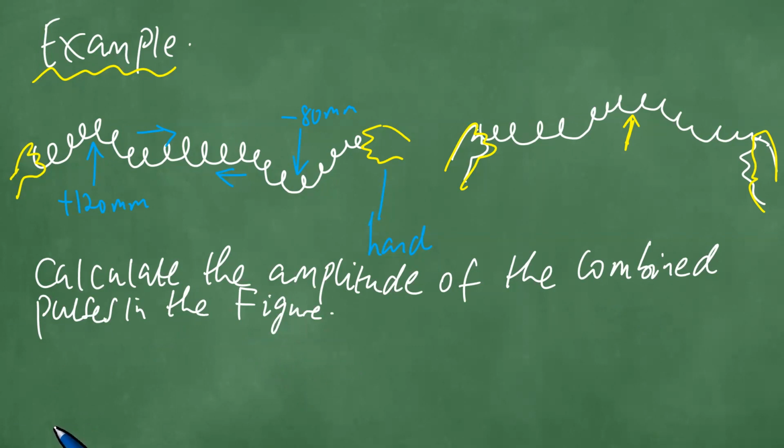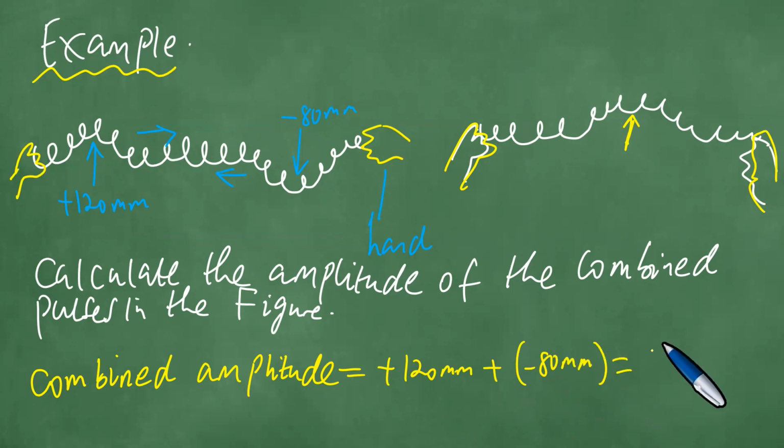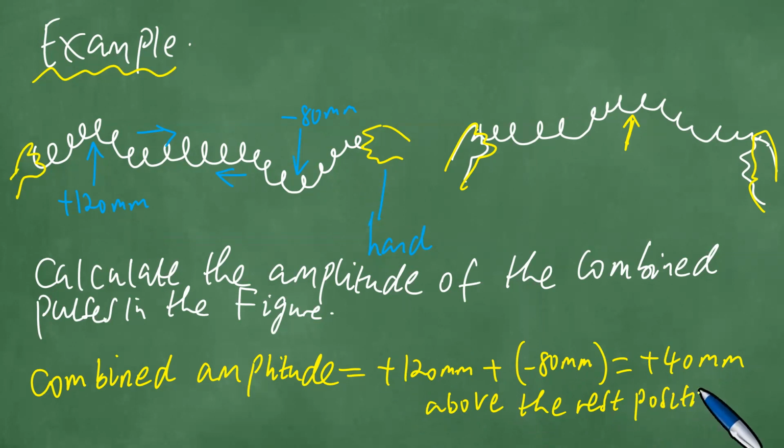Right, let's look at the solution now. What is the solution? So the combined pulse, or rather the combined amplitude, is, sorry, here is going to be the plus 120. It's 40. Well done, it's 40. And then this other one is negative. Our last example, just 40 millimeters above the rest position. The combined one is going to be 40 because you're just adding them up.